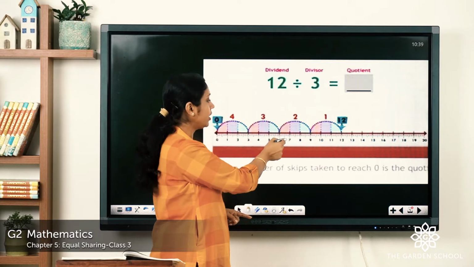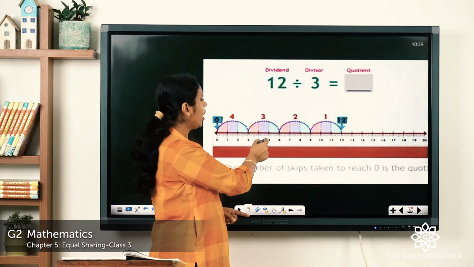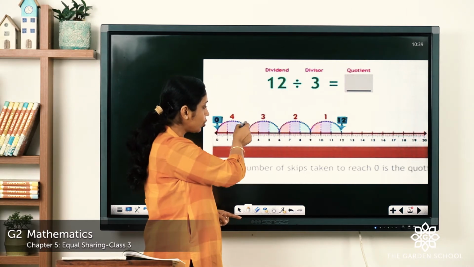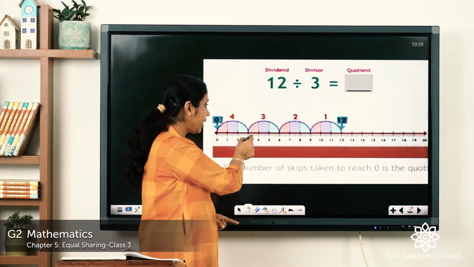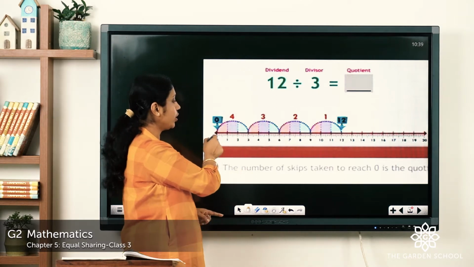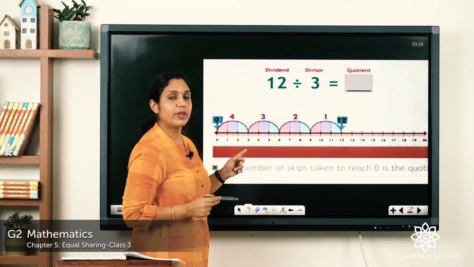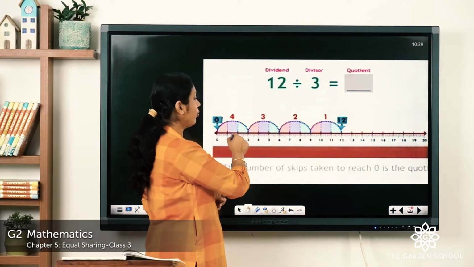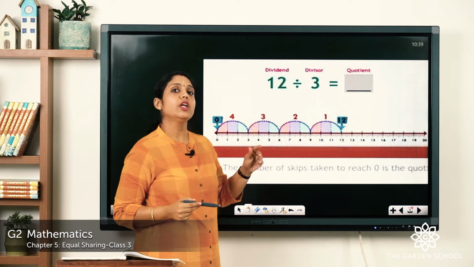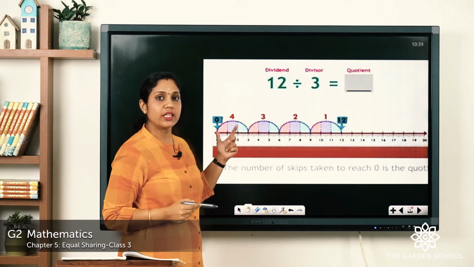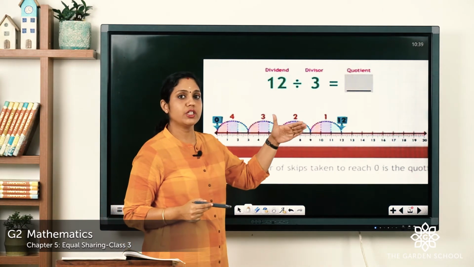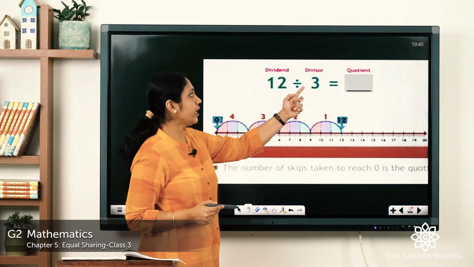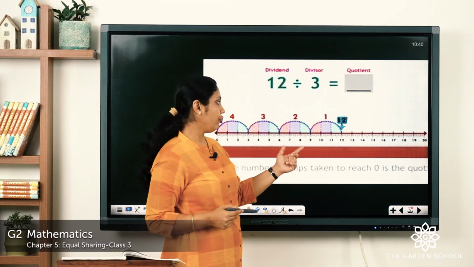From 6 again 3 numbers backwards. 1, 2, 3. You reach the number 3. So draw from 6 to 3. From 3 to 0. So 1, 2, 3. You reach the number 0. Now how many times did you jump? 1, 2, 3, 4. So 4 times we jumped to reach the number 0. So that is the answer. 12 divided by 3 is equal to 4.